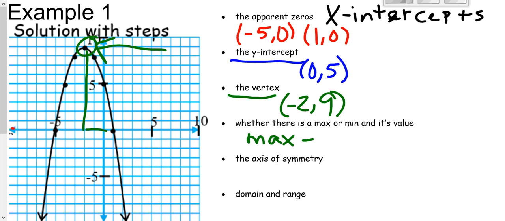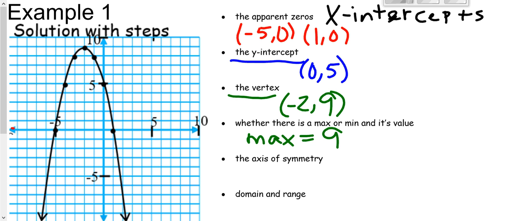But then we need to tell what the value is. The value is how high it is from the origin, or how low it is if it were a minimum. So what is the value of that y-coordinate? Well, our y-coordinate was 9, so then our maximum is 9. Let's erase that work now, and let's look at our axis of symmetry.